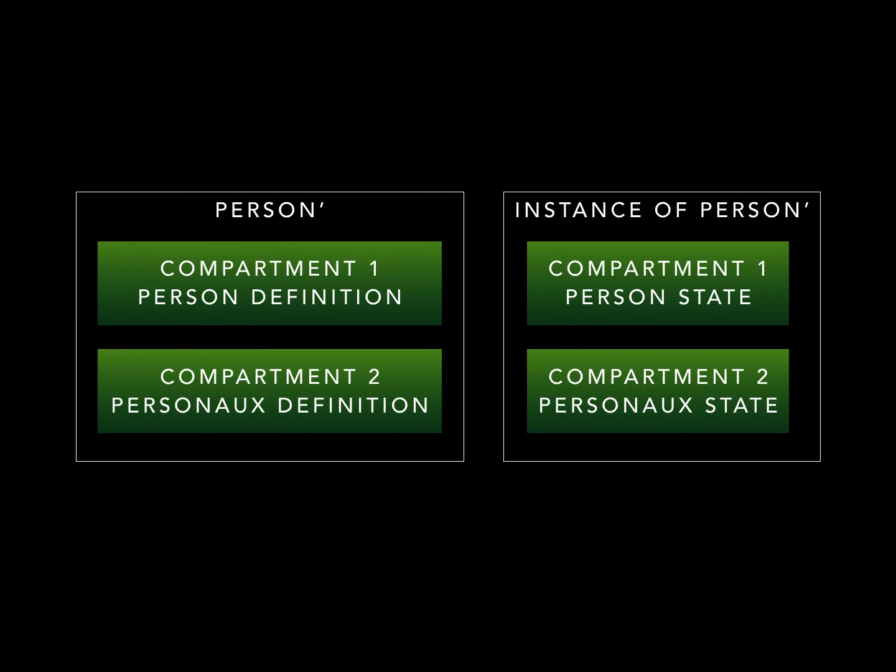Analogously, instances of person prime also have two compartments, one containing the state of person and one containing the state of person aux. As a result, references of type person prime, person, and person aux all point to the same virtual object and may be cast to and from each other at any time.